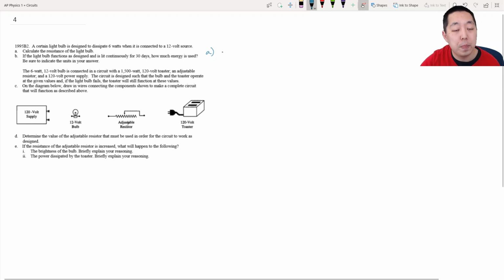Well, we know that the power is equal to I times V for a resistor. It's also equal to V squared over R, or I squared R. Now, I know it's a 12 volt and 6 watt rating, so I know power and voltage. So I'm going to use P equals V squared over R. So R is equal to V squared over P. That's 12 volts squared divided by 6 watts. 144 divided by 6 is 24 ohms. That's the resistance.